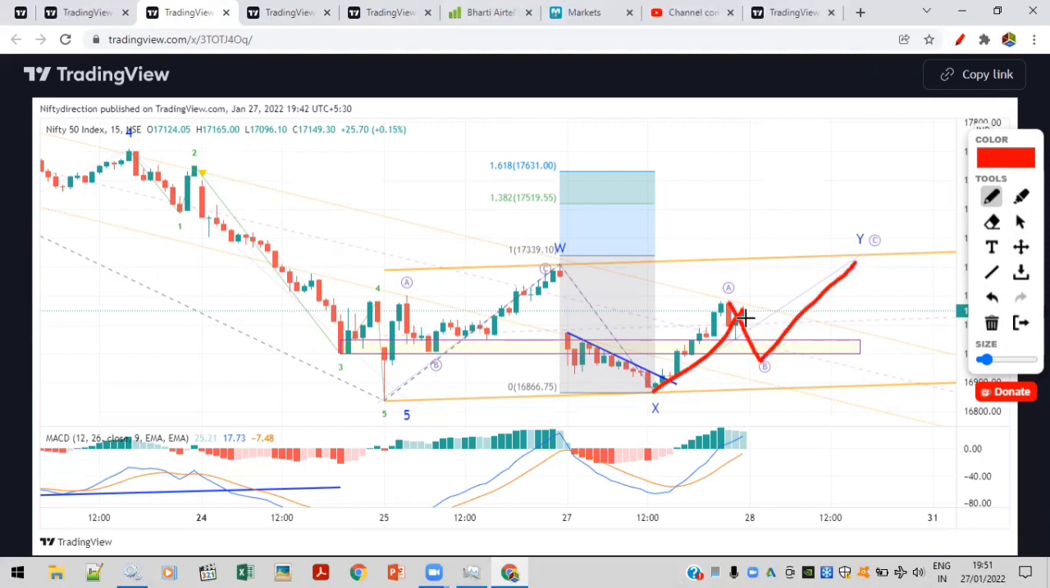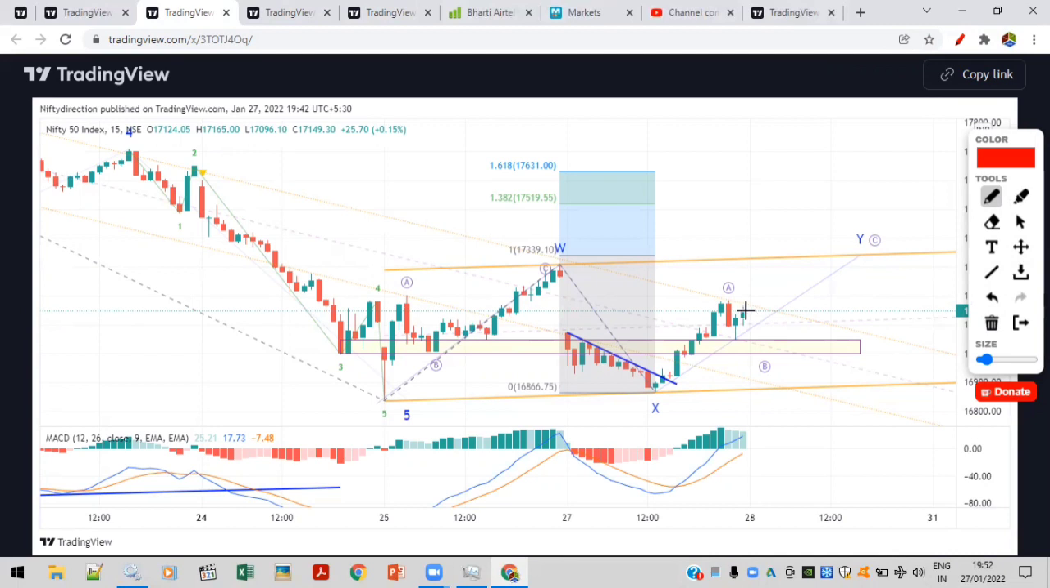So tomorrow we can see that this support of 17,050 and 17,000 would act as a cushion for B wave. B wave has already started. A, B, and C wave could come like this. It can open gap down, it can open flat and trade below this. That's what we have to expect. Upside immediately is not expected tomorrow.